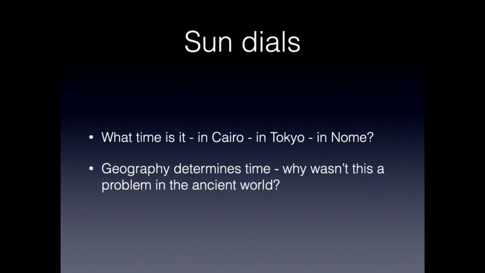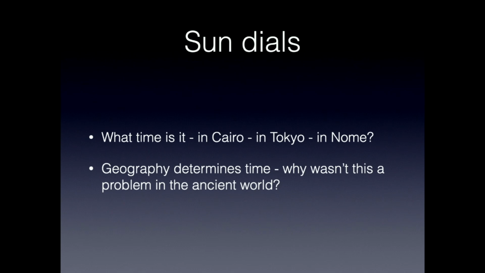Why wasn't geographical time a problem in the ancient world? Why was it possible for you and I to basically agree that we were going to meet at the 6th hour, and no one was too concerned about the fact that I was in Tokyo and you were in New York City? That's because travel at distances wasn't possible. How long did it take St. Paul to get from Antioch to Thessalonica? A few months, right? He wasn't worried about, oh my gosh, the jet lag, right?